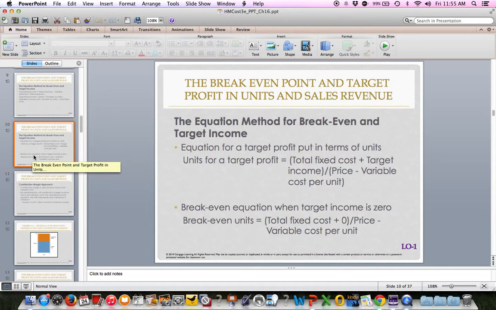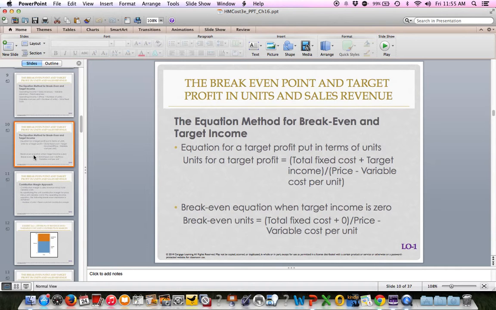The equation method for break-even and target income, just to continue that thought here: the equation for units for a target profit is total fixed cost plus target income, divided by price minus variable cost per unit. Break-even is when target income is 0. So the break-even formula can also be used to say how much I have to sell to come up with a target profit number.